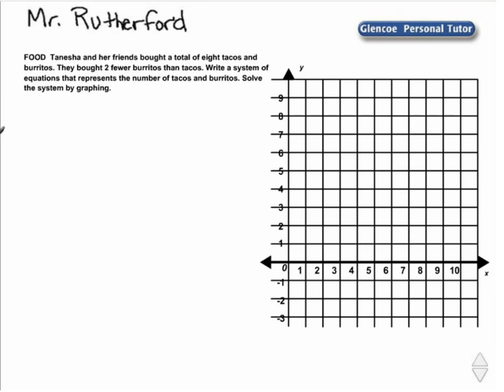Notice here this problem asks us to write a system of equations. A system of equations is 2 equations. Notice here in the first sentence it tells us that Tanisha and her friends have bought a total of 8 tacos and burritos. Now, the number of tacos and the number of burritos are unknown, so we're going to use variables to represent those. So we'll say x is equal to the number of tacos, and we'll use a variable y to equal the number of burritos.